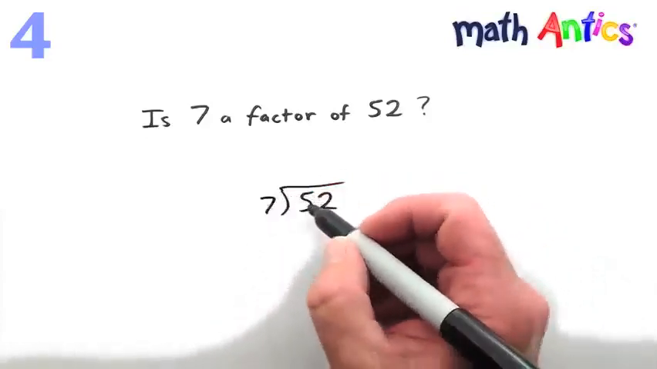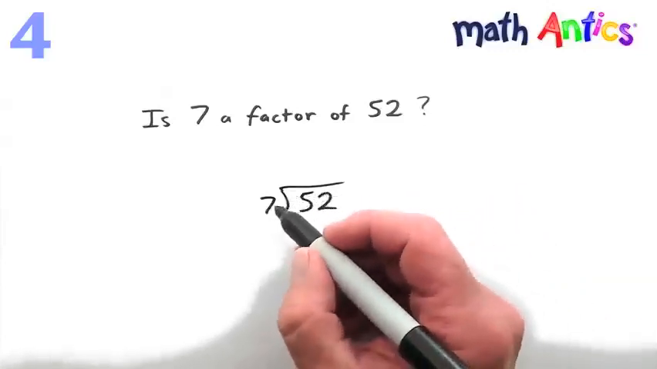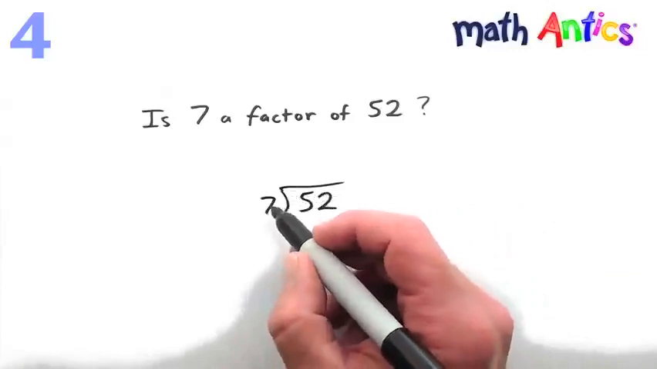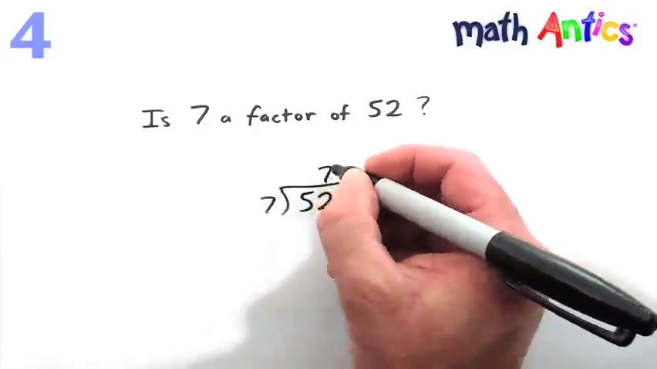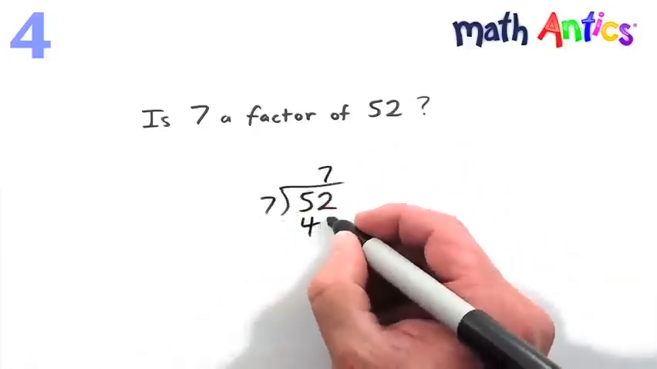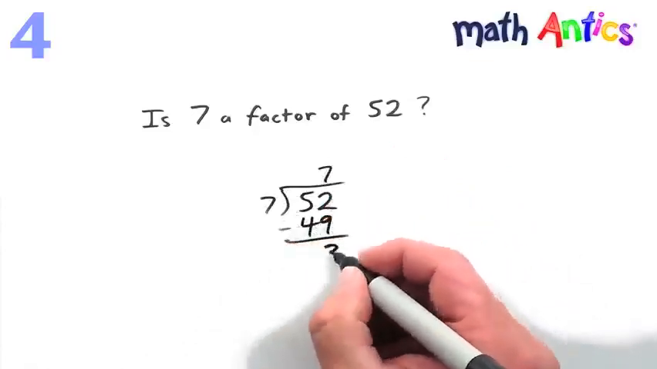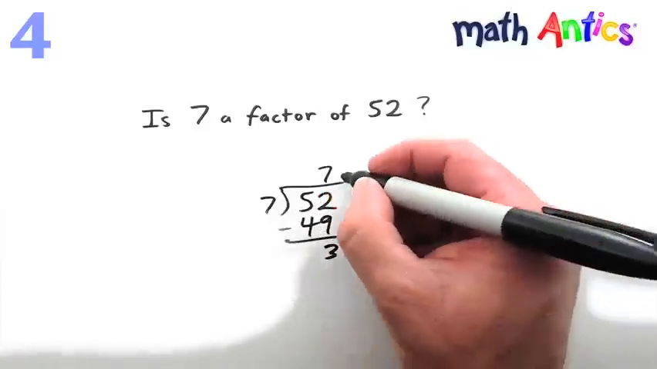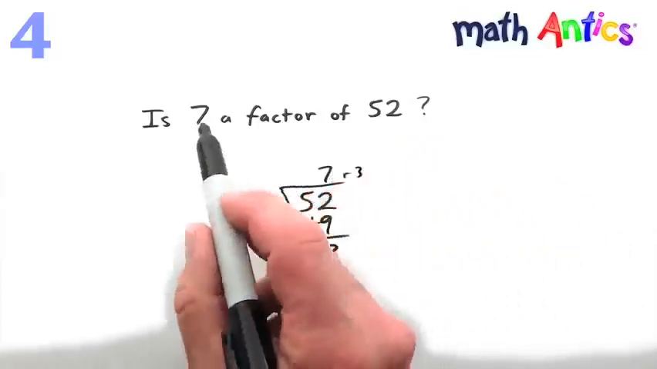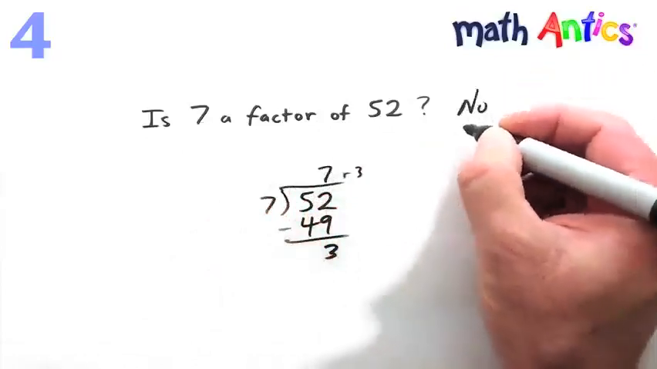Well, 7 won't divide into 5, so we're going to have to take the whole number. Let's see, the closest multiple of 7 that would go here, 7 times 6 is 42, too small. 7 times 7 is 49. That looks promising. 7 times 7 would give us 49. That's not too big, but you can see that's going to give us a remainder. We have a remainder of 3, and 7 won't divide into 3. So this does have a remainder, so that means that 7 is not a factor of 52. Answer is no.